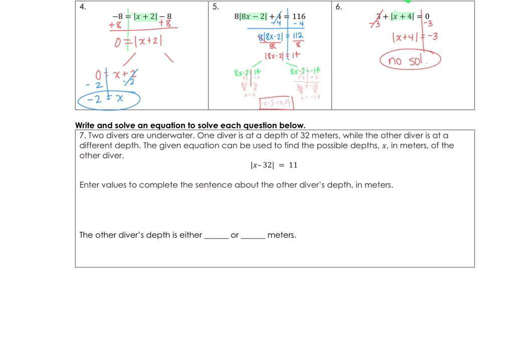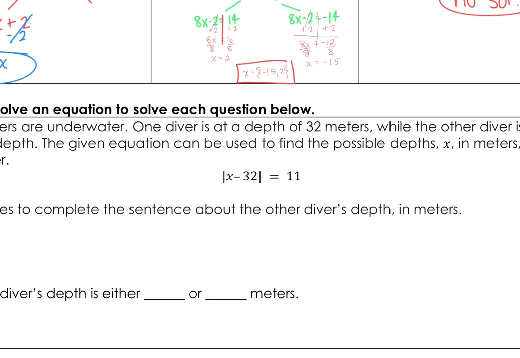And the even easier thing about this equation is that the absolute value part is already by itself. There's nothing else over here with it. So we don't even have to do any isolating before we break it up to find those solutions.